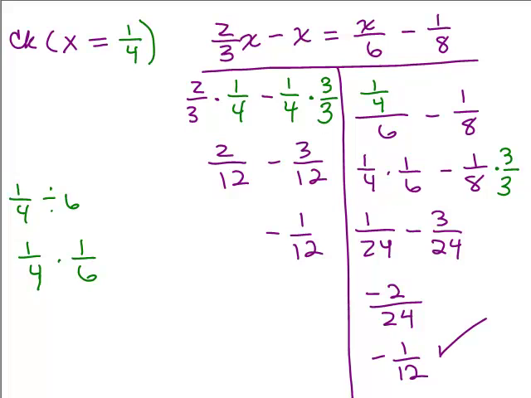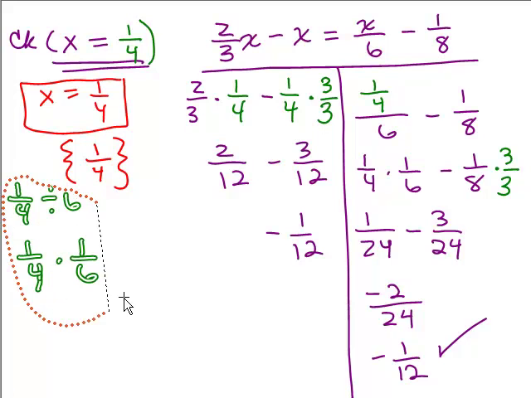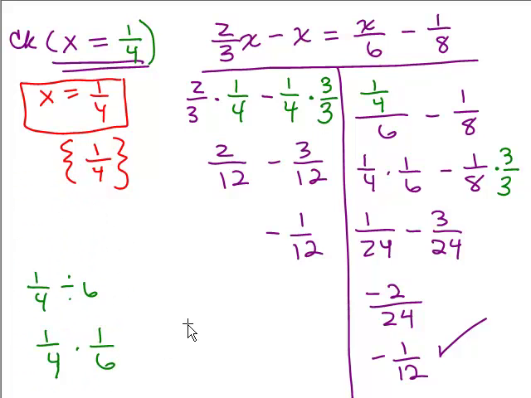So it checks. When I plugged in 1/4, I got negative 1/12 on both sides. So this is correct. My answer is x equals 1/4. That's the final answer to this problem. Written using solution set notation, we'll write 1/4. And I'll move this out of the way. This is sort of your scratch work, right? Realizing that 1/4 divided by 6, 1/4 over 6, is the same thing as that, which is the same thing as that.